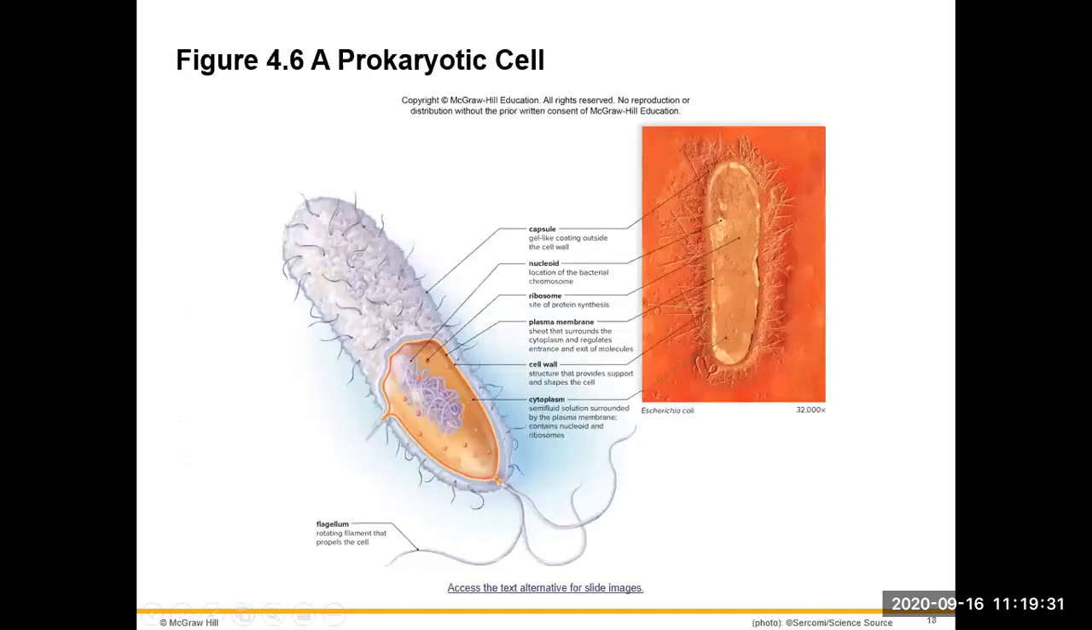This is how a prokaryotic cell looks, typically the bacteria. I want you to take a moment to look at the structures we have talked about. We have capsule, nucleoid, ribosome, plasma membrane, cell wall, cytoplasm. Sometimes a picture is more descriptive.